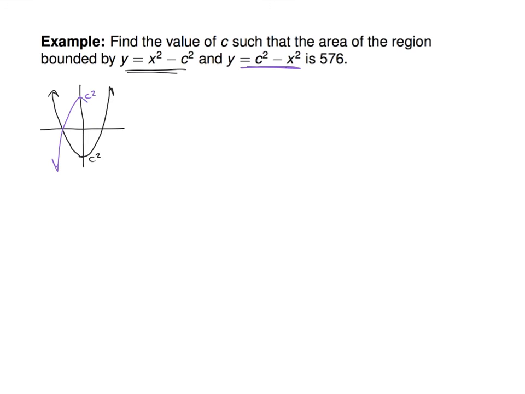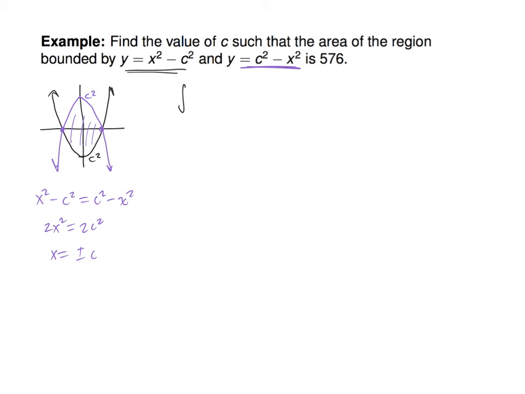And this is on purpose. They are going to intersect at the axis there. So let's find those intersection points. It's at c. Do you guys agree with that? x squared minus c squared equals c squared minus x squared. So 2x squared equals 2c squared. Pretty obviously there, x has to equal plus or minus c. Okay? All right, great. So we know that this area is 576.